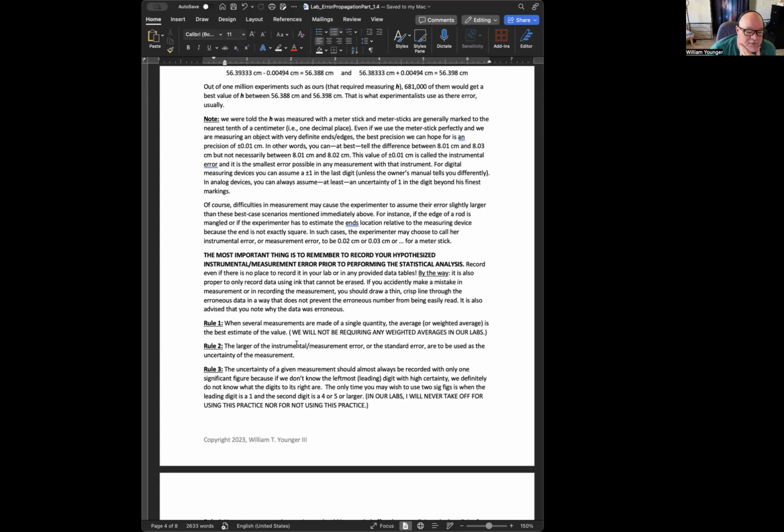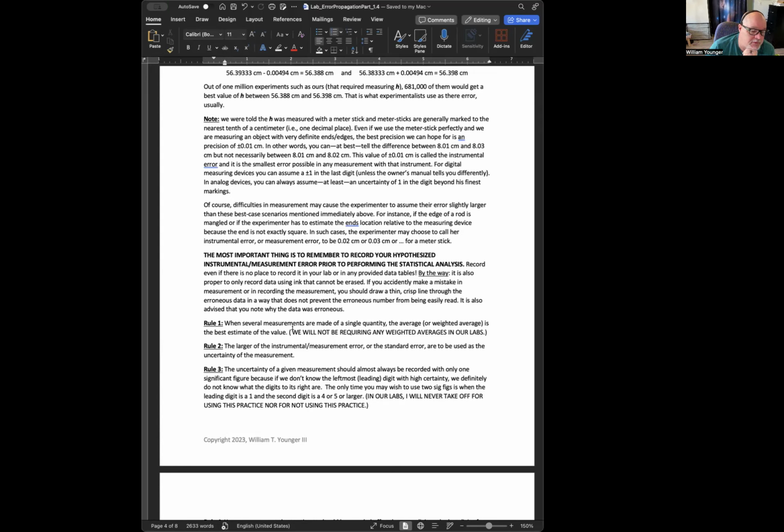The larger of the instrumental slash measurement error or the standard error is what you have to use for the error of a direct measurement. Okay. I will tell you also that, well, I'll just leave it at that for right now.